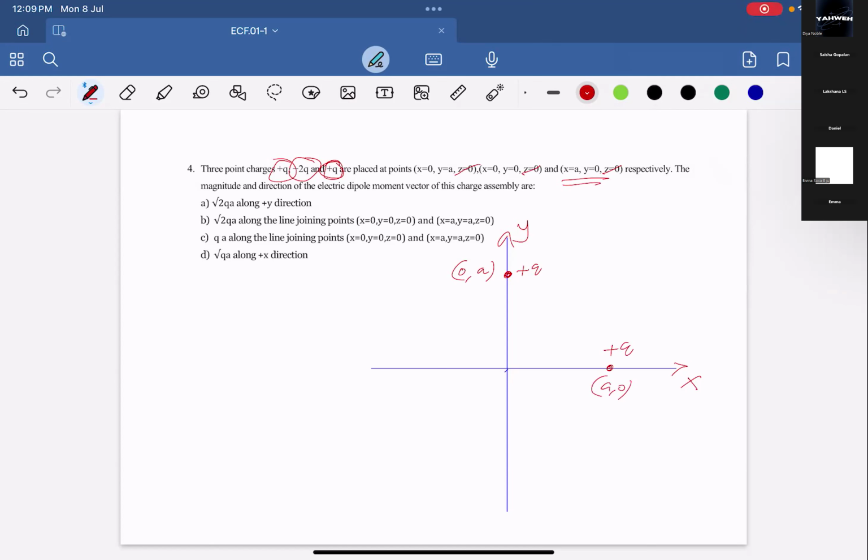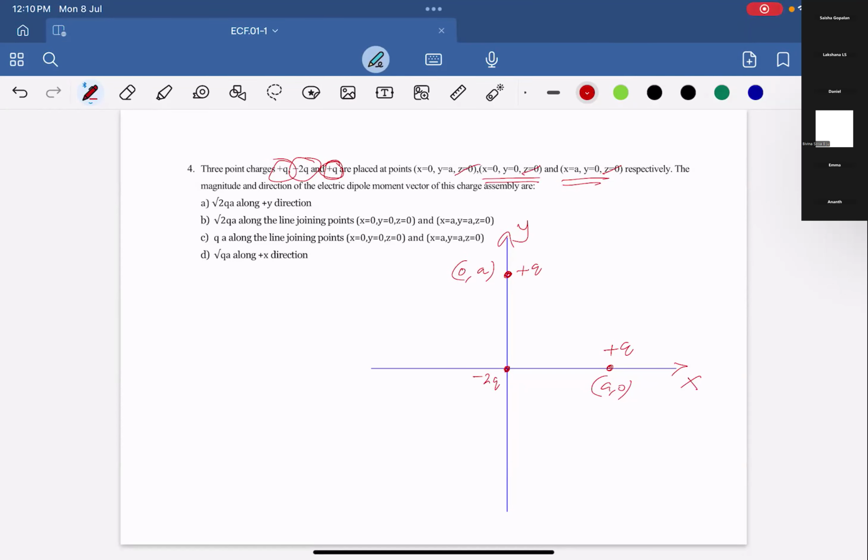And what about the third charge? The middle charge is minus 2Q, which is at X is equal to 0, Y is equal to 0, which means it is at the origin. This minus 2Q is at the origin. So this is the structure of the system. I repeat one more time. First of all, in such questions, one coordinate will be 0 in common. Here in this question, Z coordinate is 0 for all the points, which means our configuration lies in XY plane.